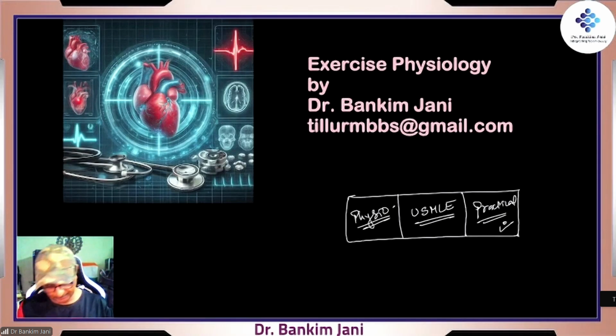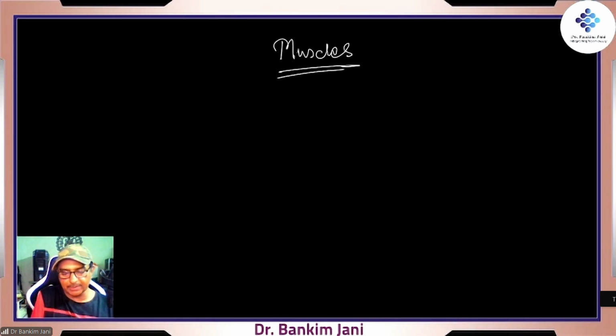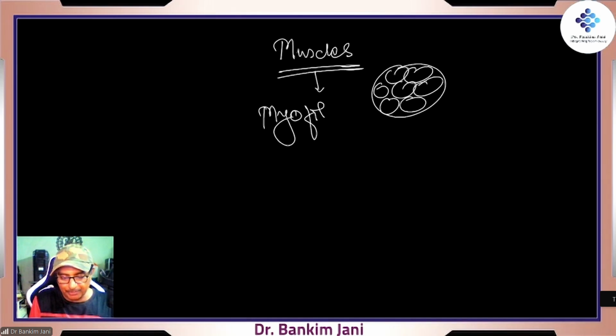And let's start. It's time, so let's start. Whenever it comes to exercise, we talk about muscles, right? So basically, it is the muscles which we are talking about. Now the muscle is a big thing. It is actually divided into several sections. Muscle is not one thing, it is made up of several units, and they are called the myofibers or the muscle fibers.